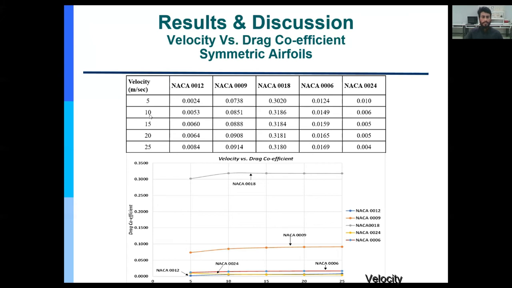If we look at the wind velocity of 10 meters per second, NACA 0012 has a drag coefficient of 0.0053, and NACA 0009 has a drag coefficient of 0.0851, and NACA 0018 has a drag coefficient of 0.3186, and NACA 0006 has a drag coefficient of 0.0149, and NACA 0024 has a drag coefficient of 0.06006.